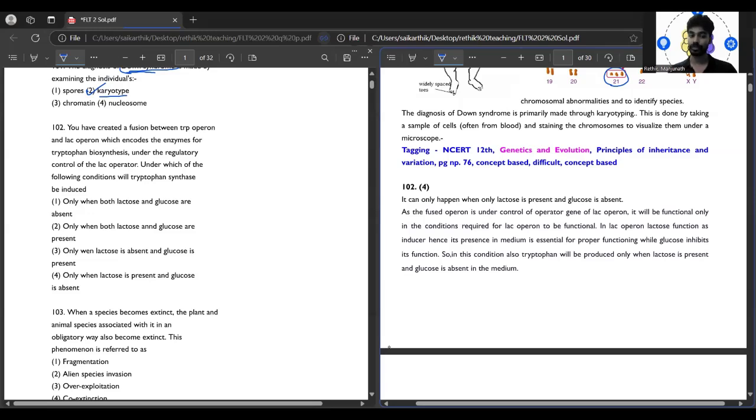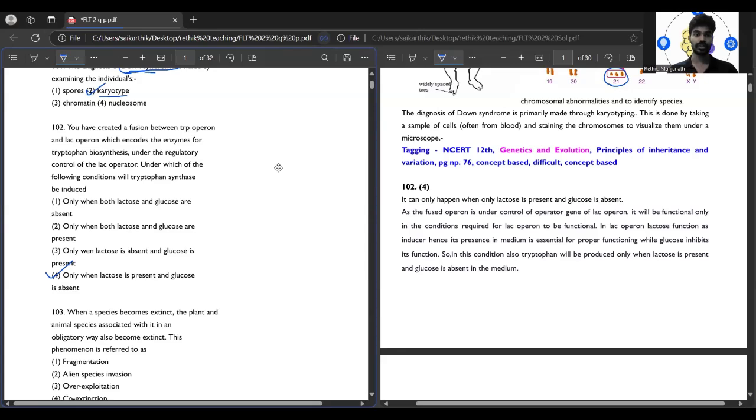Only when the lactose is present and the glucose is absent, then only the operon will be functional. So in this condition, tryptophan will be produced only when the lactose is present and the glucose is absent in the medium. So what would be the correct answer here? Option 4. So we'll move to the next question then.